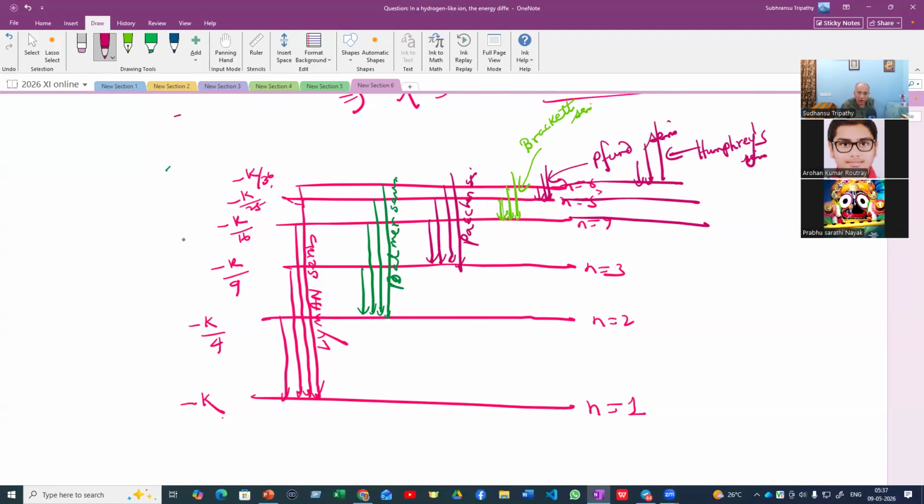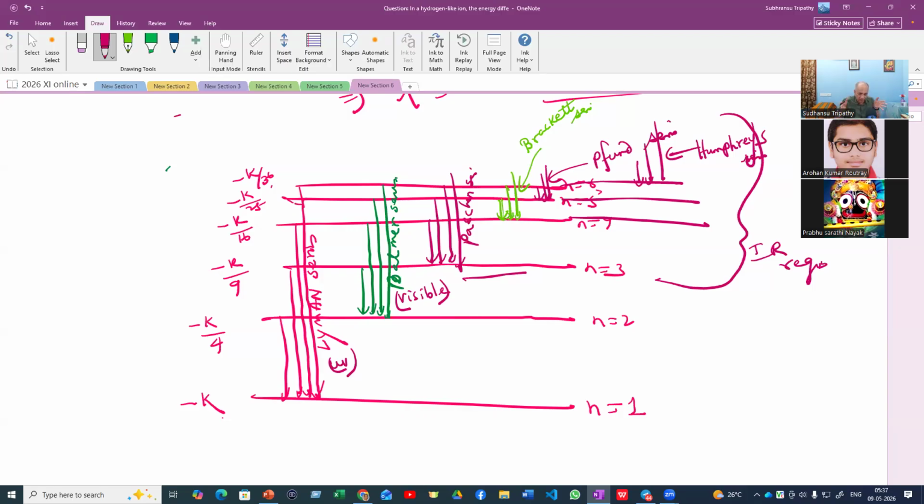All these will fall in the IR region. This will fall in the visible region, Balmer series. And this will fall in the UV region. The one series is in the UV region, the second series is in the visible region, and all other series will be falling in the IR region.